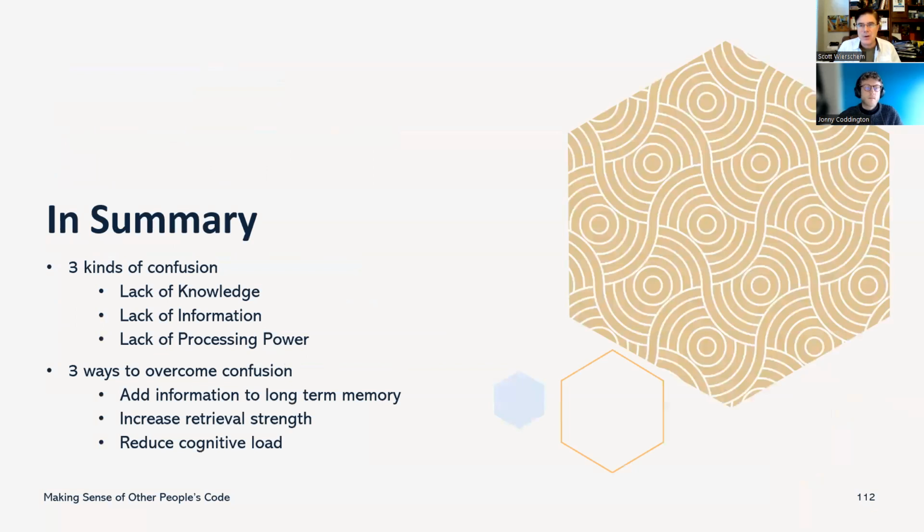memory. So, okay. So in summary, we've talked about our three kinds of confusion: your lack of knowledge, lack of information, lack of processing power, and three ways to overcome that confusion. You can add more information to your long-term memory. You can increase your retrieval strength by practicing remembering stuff, and you can reduce cognitive load by creating an external instance of your computer, if you will.